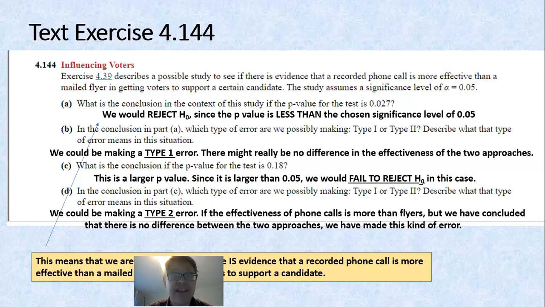But maybe it is the case that phone calls are more effective than flyers. If phone calls really are more effective than flyers, but we've concluded there's no difference, then we've made a type 2 error. And that'll happen anytime that our p-value exceeds our significance level and we decide not to reject the null hypothesis. There's always the possibility of making a type 2 error whenever you fail to reject the null hypothesis.